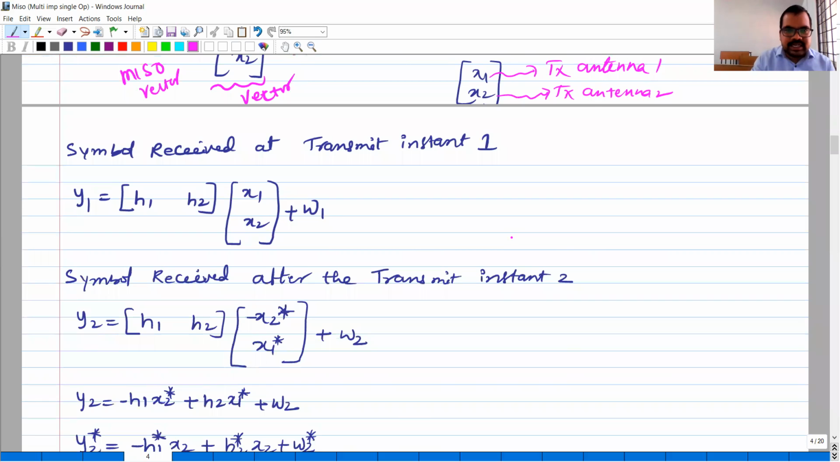Now the symbol received at transmit instant 1 is represented with y1. y1 is equal to the coefficients h1, h2 multiplied with the transmitting vector, plus noise. For the symbol received after transmit instant 2, it is somewhat different from instant 1. The first term is minus x2 conjugate and the second symbol is x1 conjugate. Here one belongs to transmitting antenna 1 and the other to transmitting antenna 2 for the second instant.